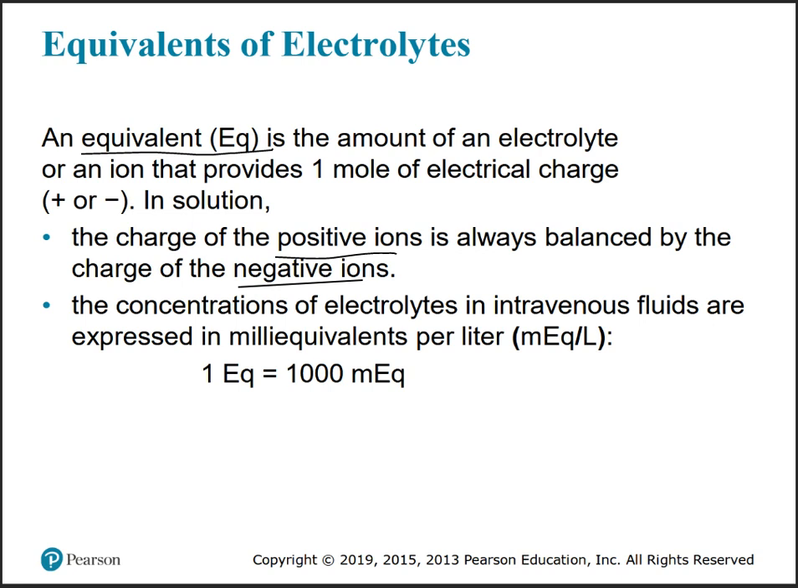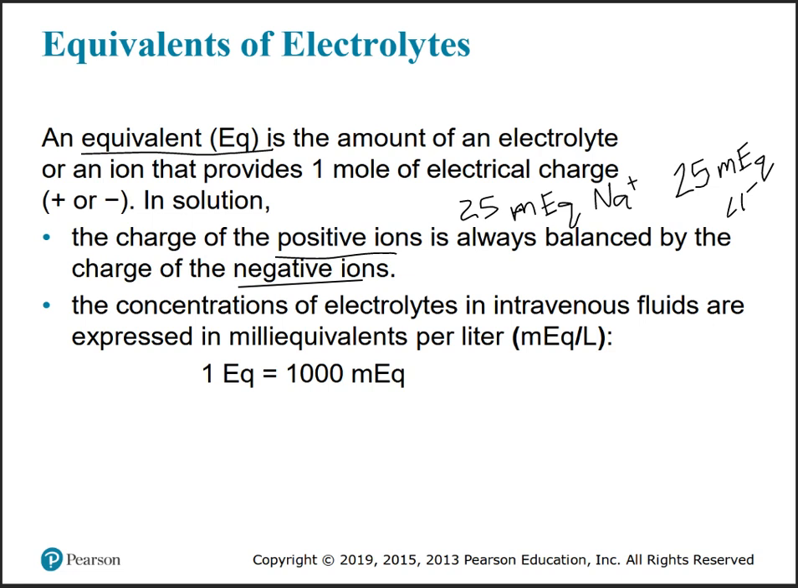If you have 25 equivalents, well, they use milliequivalents when we're talking about those little IV bags. So if you have 25 milliequivalents of Na+, you're also going to have 25 milliequivalents of chlorine or some other kind of balancing ion, but typically it's going to be chlorine, okay? So that's what it means when it says positive ions are always balanced by the charge of the negative ions. You're always going to have the same amount.